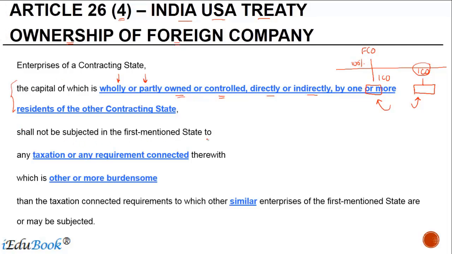Shall not be subjected in the first mentioned state, which is India, to any taxation or any requirement connected therewith, which is other or more burdensome than the taxation or connected requirements to which other similar enterprises of the first mentioned state are subjected. So ICO cannot be subjected to any tax or any connected requirement which is different or more burdensome than the similar requirement which is applicable to a similar enterprise of India. Right? But this is subject to certain exceptions.